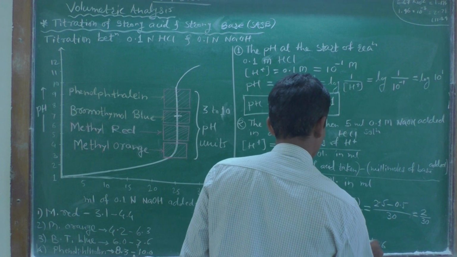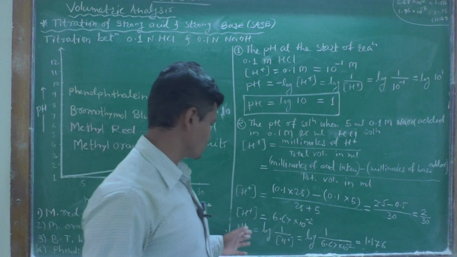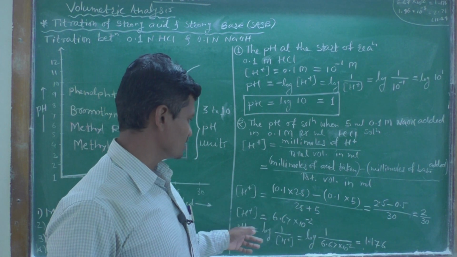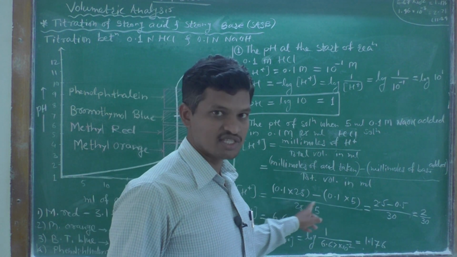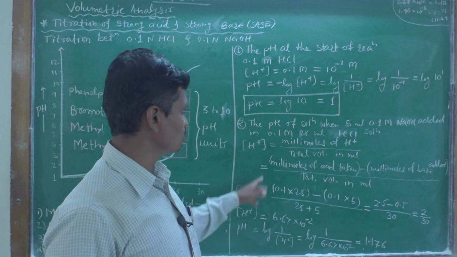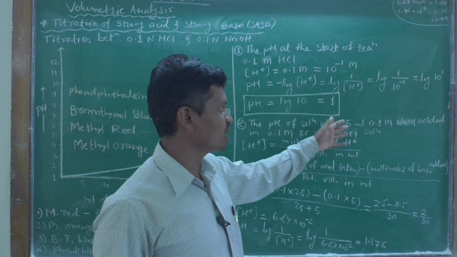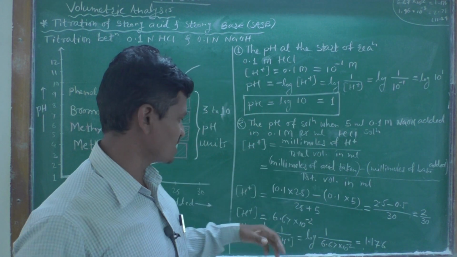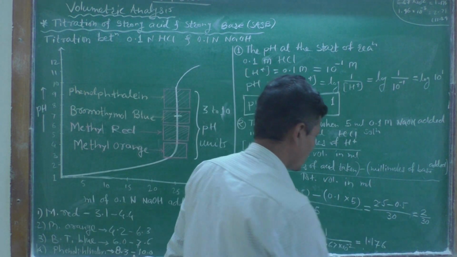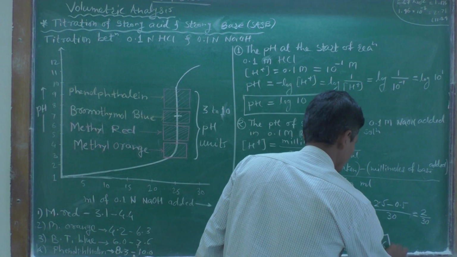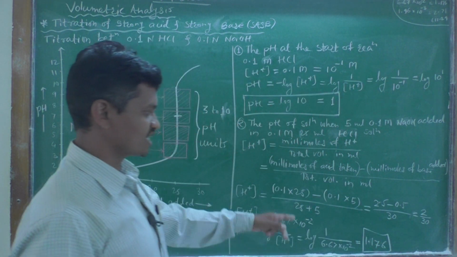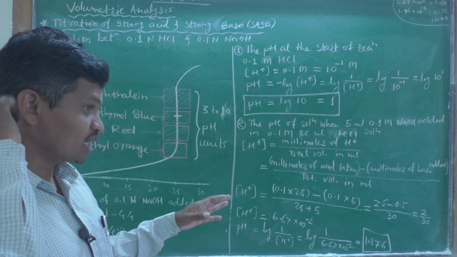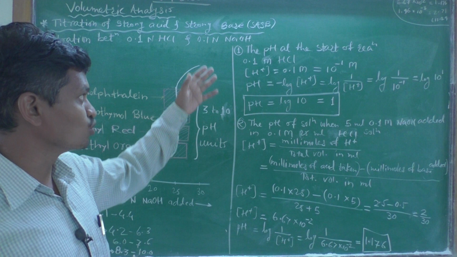You can use your calculator for solving this. No need to remember all these figures, just these numbers are important. So the pH of the solution when we are adding 5 ml of the 0.1 molar NaOH solution to this conical flask becomes 1.176. Now I have to calculate two more pH values.